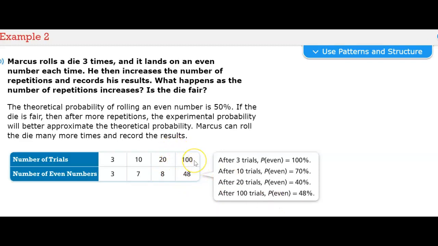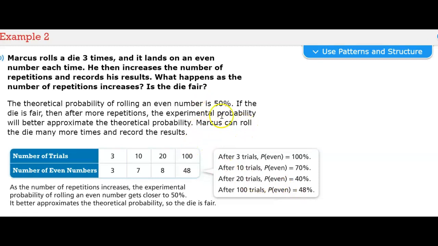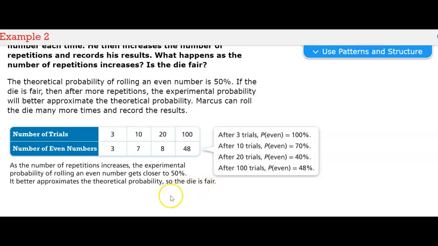Last, we have 100 times he rolls the die, and 48 times he is able to get an even number. So at 48%, that's the experimental probability, because he's rolling the die. So 48% is not too far off from the theoretical 50%. That means the die is actually fair, because as he continues to roll the die, it gets closer and closer to that 50% that they identified as the theoretical probability.